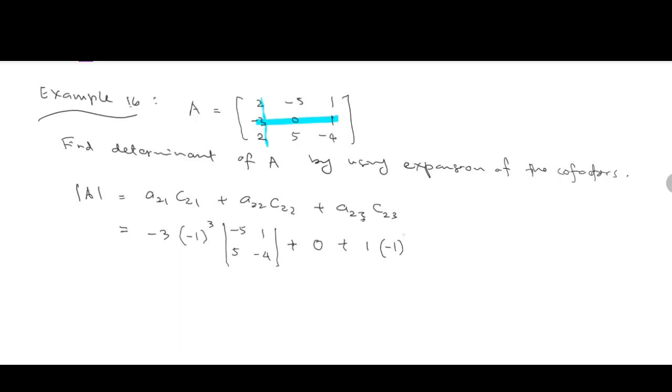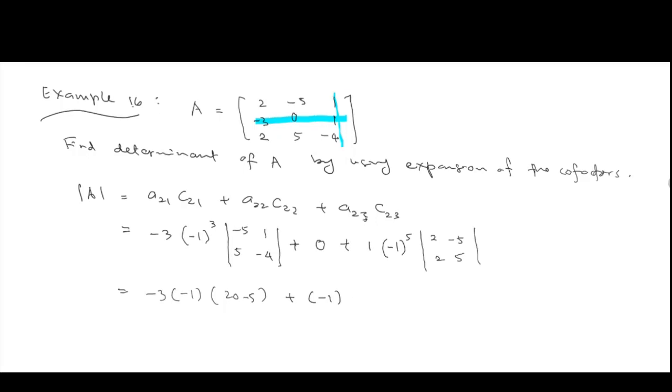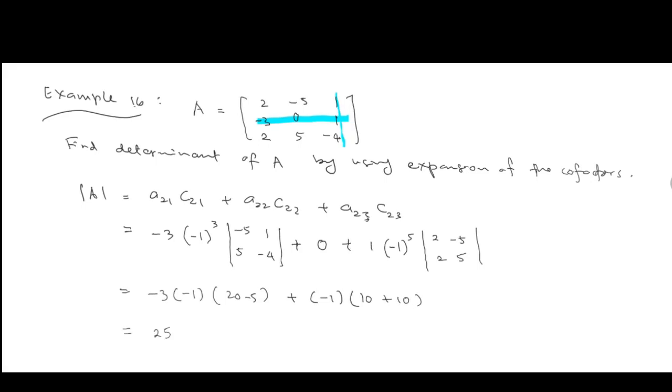Plus the element of second row, third column, that is 1 multiplied by its cofactor, negative 1 to the power of 2 plus 3, that is 5. So to get the minor, we are going to delete the second row, third column. So the matrix will be 2, negative 5, 2, 5. And then we are going to evaluate it. We will have negative 3 times negative 1 multiplied by 20 minus 5, plus 0, plus negative 1 multiplied by 10 minus negative 10, that is 10 plus 10. The answer is 25.